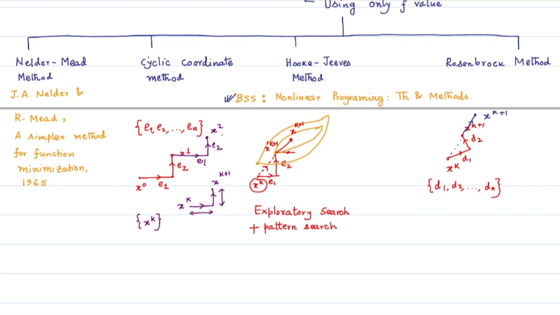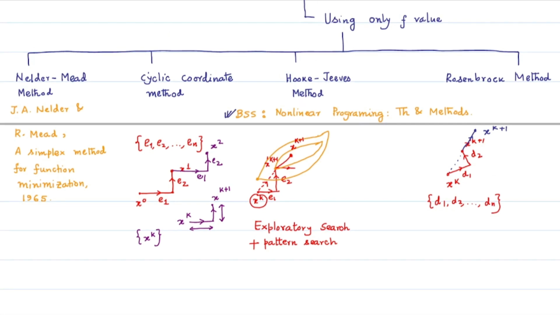You will find a nicely detailed discussion on these three methods. Here I would like to mention that all these three methods, cyclic coordinate, Hooke-Jeeves and Rosenbrock's method, have the global convergence property, provided the minimum of the objective function f along any line in the R^n space is unique, and the sequence of points generated by those algorithms is contained in a compact set. Provided these two conditions are true for the objective function, all these three methods are globally convergent.